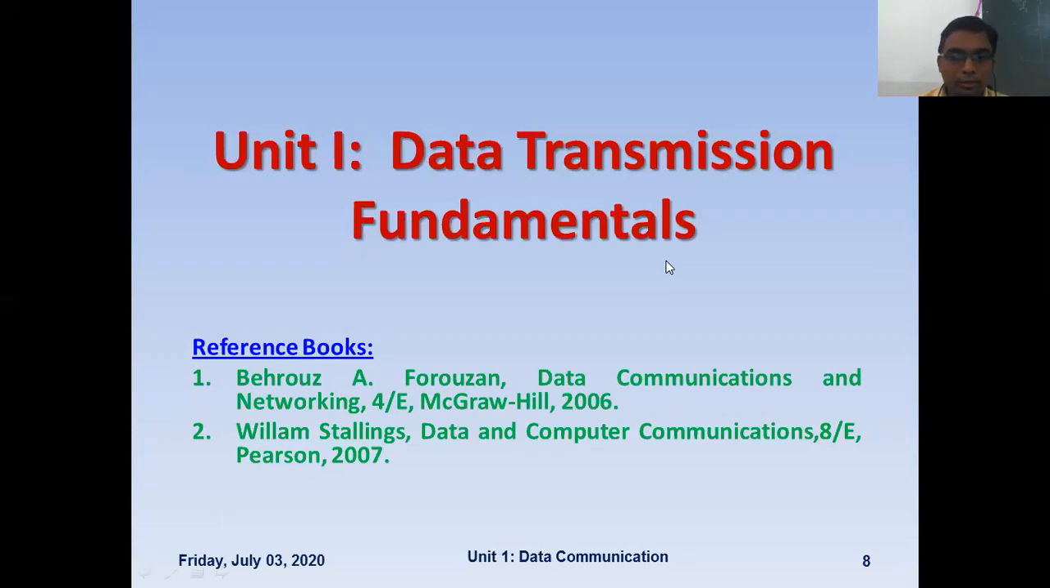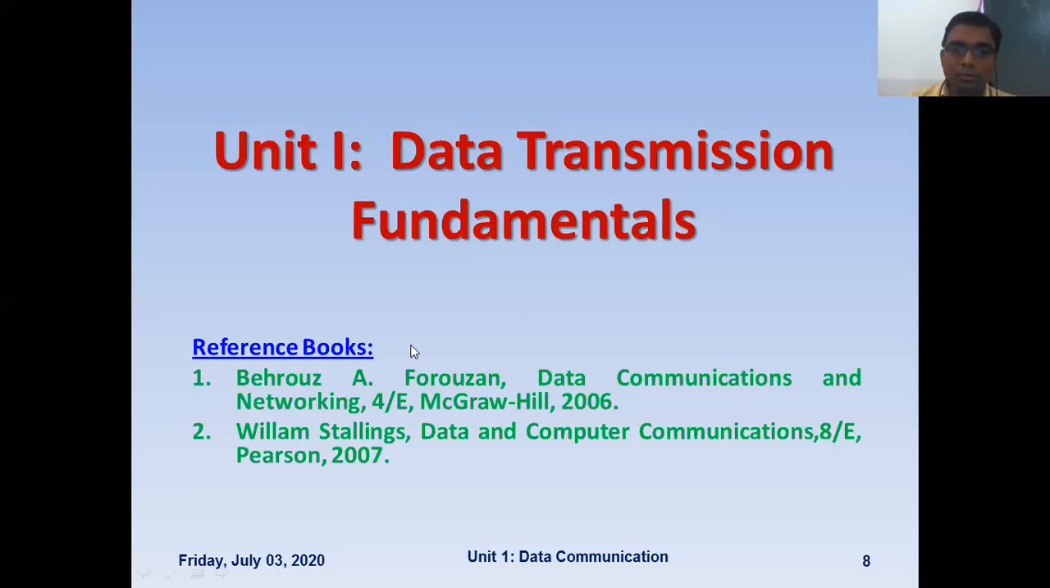The first book is Data Communication and Networking, written by Forouzan. It is a very good book, and most of the topics that I have been teaching you from the last lecture and in today's lecture are from this book. The second one, which is a textbook mentioned in the syllabus, is Data and Computer Communication, written by William Stallings. Both are very good books. One is from McGraw-Hill, another is from Pearson Education.